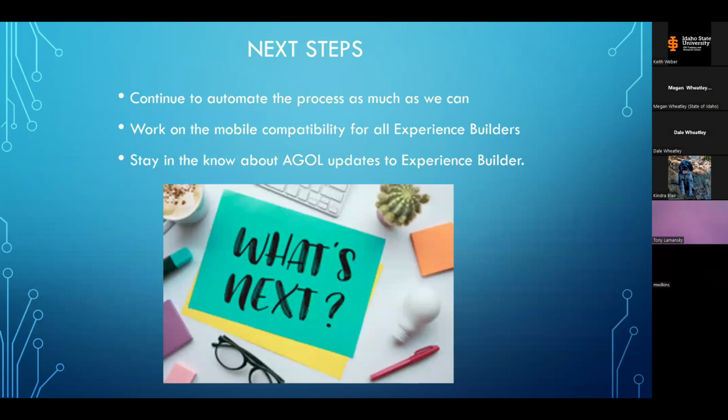So our next steps. We're working on automating as much as possible for the update process when counties upload their information, whether it be roads or the parcels themselves. And working on the mobile compatibility for all the Experience Builders. So right now they're set up perfectly for just the desktop experience, but we are going to be working on the mobile compatibility for that, as well as just staying in the know about what different updates Esri puts out for ArcGIS Online for the Experience Builder applications themselves. So we're going to keep moving forward with this project.